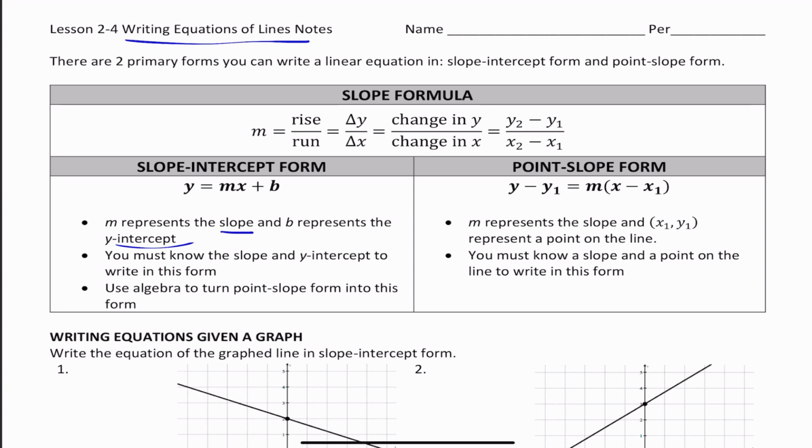Here for the point-slope form, the m represents the slope and x1 comma y1 represents a point on the line, and you must know a slope and a point on the line to write in this form. Okay, very, very important. You have to have a point and a slope, and you can see that in the name here. And also for the slope-intercept form, again, you need a slope and an intercept, and it's also in the name there too.